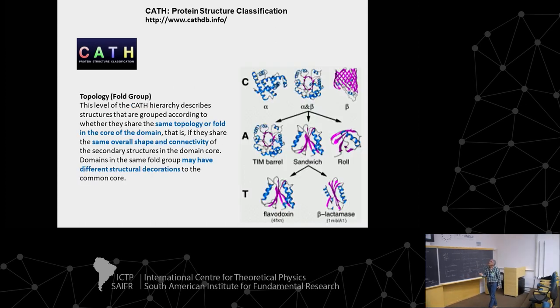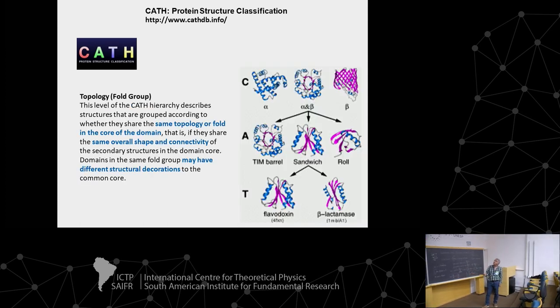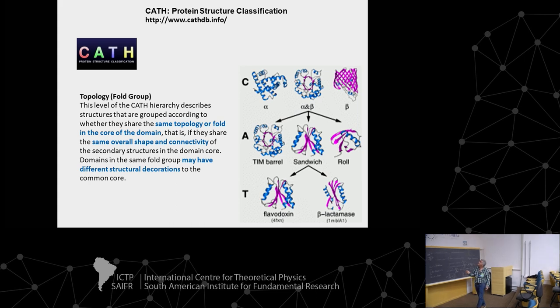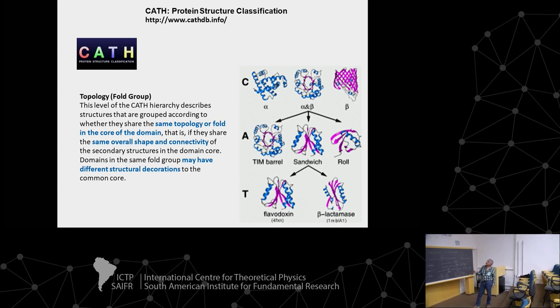Okay, and then the third level is called topology, or the fold group, which takes into consideration the connectivity. So here we have a sandwich architecture, but we have two different topologies, because these beta sheets and alpha helices are connected in different ways, even though, if you ignore the loops that connect them, they're organized in the same manner. So they have the same architecture, but they have a different topology.